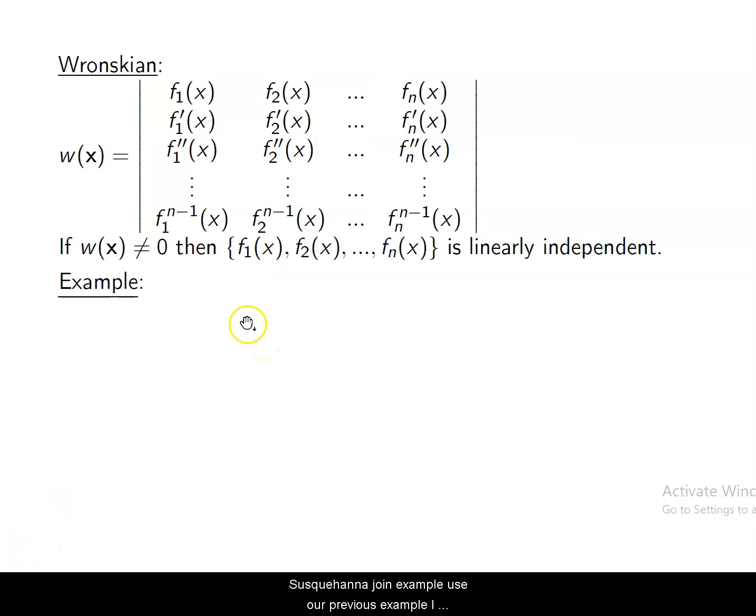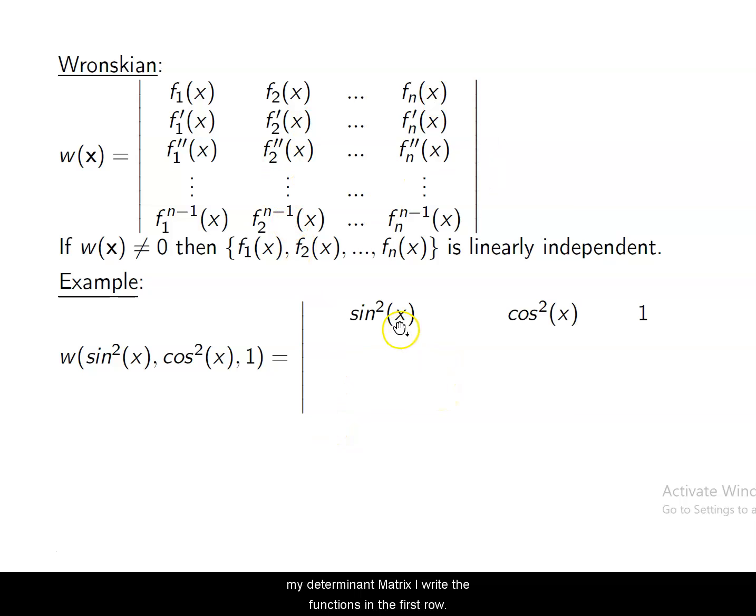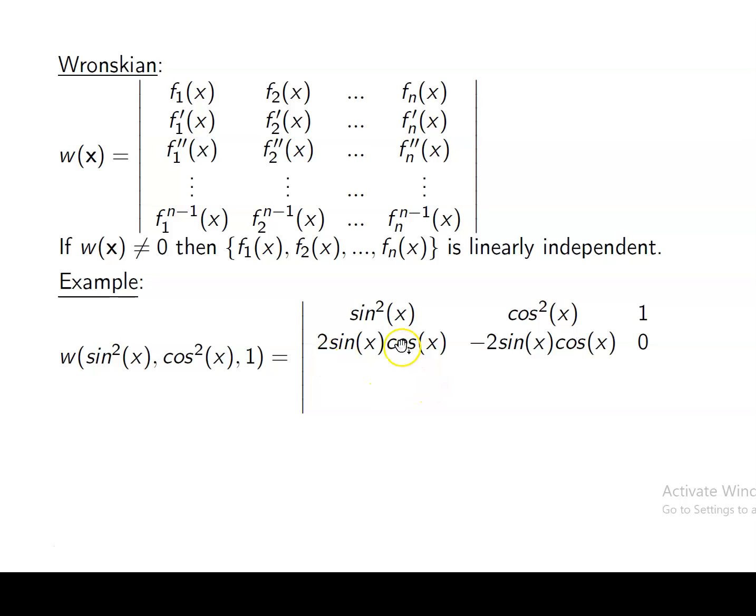So let's go ahead and do an example. Use our previous example. I think that'll be the easiest thing for us to do since we already know what it is. So let's take the Wronskian of sine squared x, cosine squared of x, and 1. So when I write this into my determinant, I write the functions in the first row. I find their derivatives. I'm not going to go over these with you. You should know how to do this. This is a chain rule, right? You take the 2 down, you multiply it times your function, and then you multiply that times the derivative of the inside function, which is the sine. So sine goes to cosine.